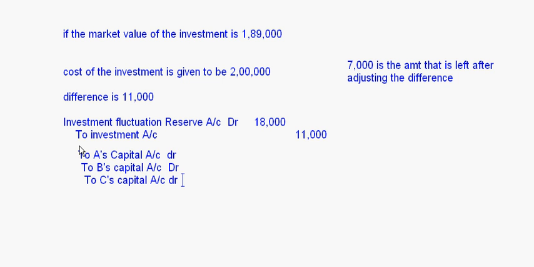Okay, so 7,000 into 5 divided by 10, 3,500, right? So it will be 3,500 for A. 7,000 into 3 divided by 10, that will be 2,100, and whatever is the rest, that will be C. So that will be 7,000 into 2 divided by 10, that will be 1,400. It will be like this. Okay, so this is how we deal when the market value goes down. Now we are going to look at a situation when the market value goes up.